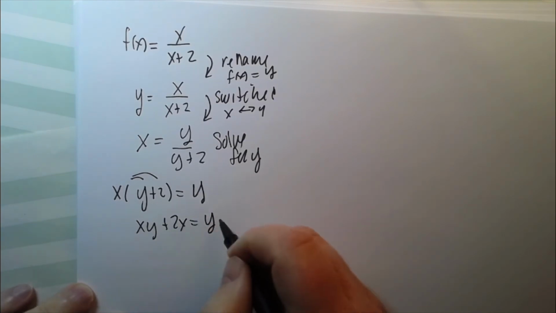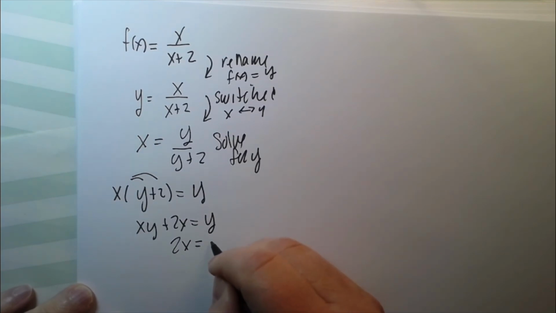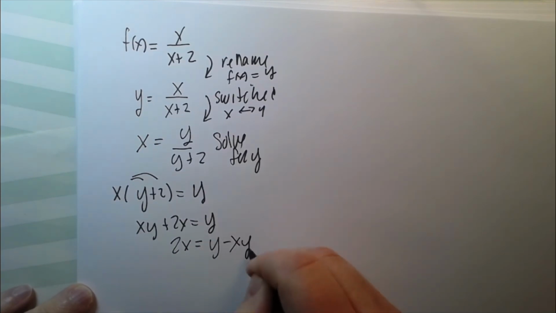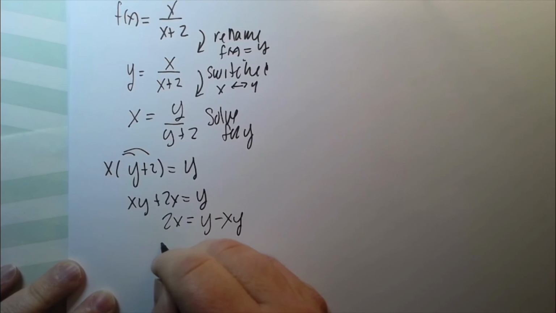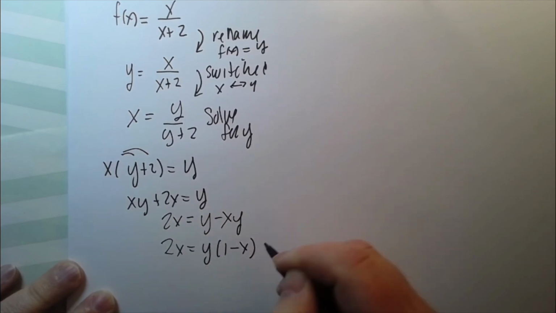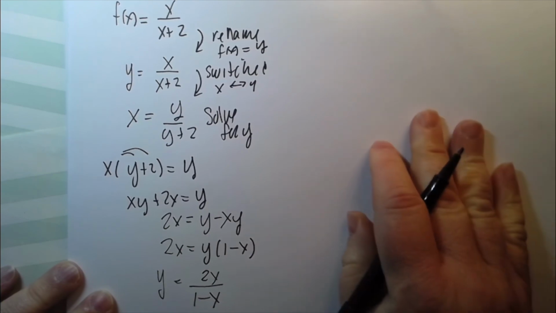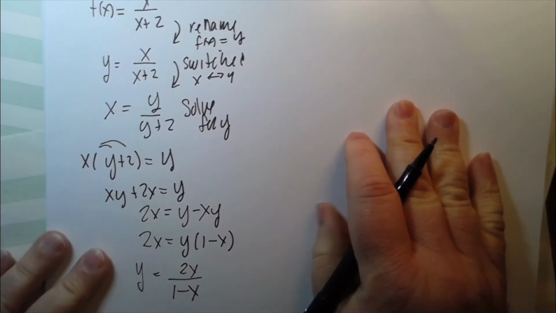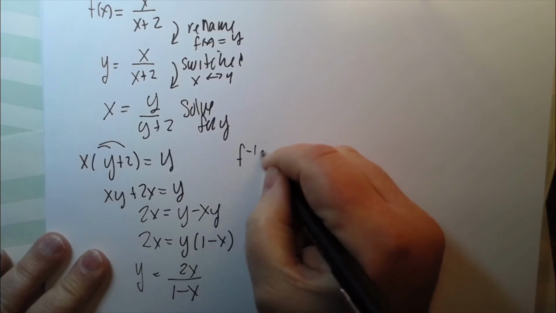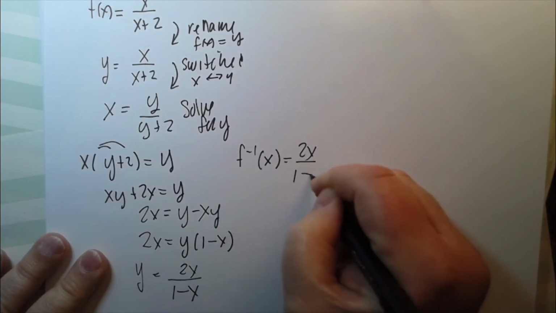Let's just subtract this over here. So I have 2x is equal to y minus xy. Factor the y out. And then divide this piece over to the other side. So we get 2x over 1 minus x. Now the last step is to put in the notation. So I get f inverse of x is equal to 2x over (1 minus x).